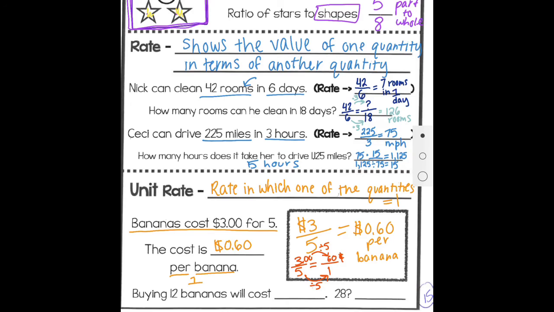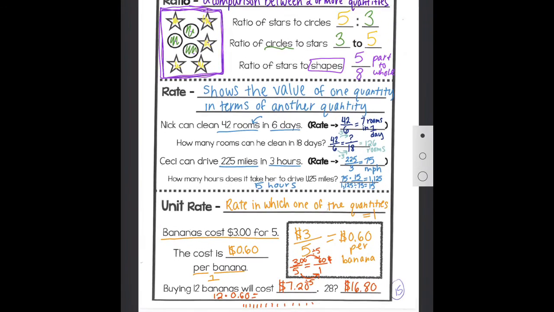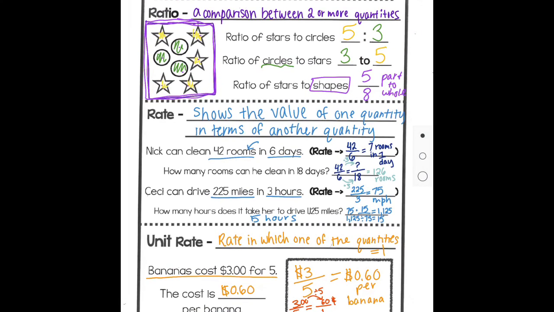Then from there, buying 12 bananas, if we do 12 times the 60 cents, that will give us the cost of the 12 bananas, because you've got 12 bananas, each one is 60 cents. 12 times, and that ends up being $7.20. And then for 28 of them, that ends up being $16.80. And those are our vocab words for this unit.